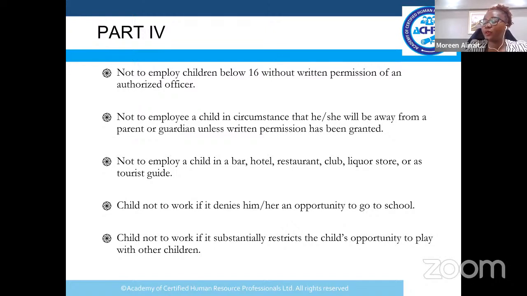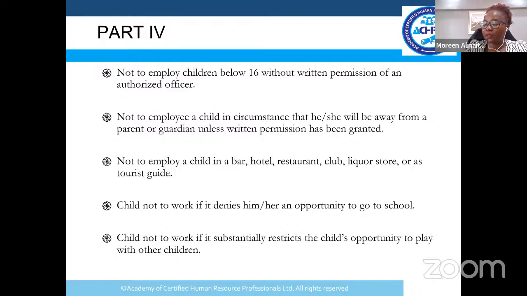But the rules here are saying no person shall employ a child who has not attained the age of 16 years without the prior written permission of an authorized officer. Okay? It goes on ahead to say that no person shall be permitted to employ a child in circumstances that he or she will be away from the parents or guardians unless written permission has been granted.